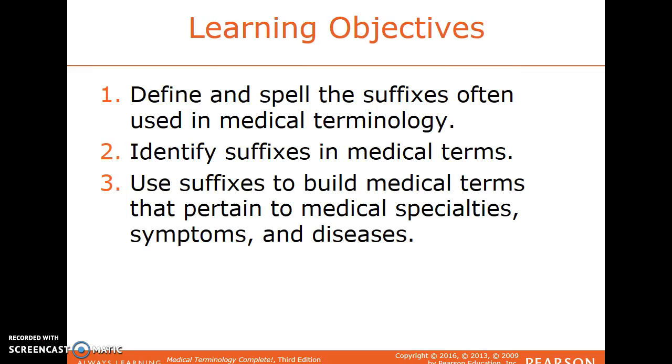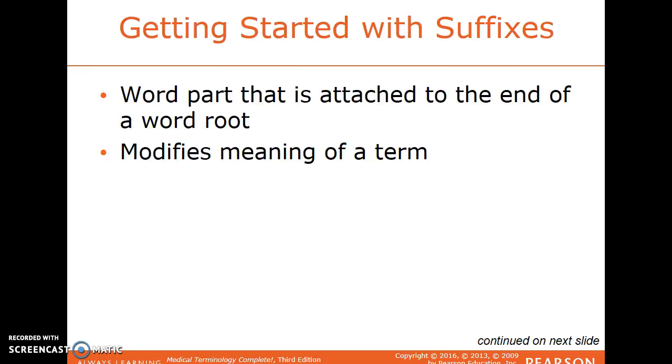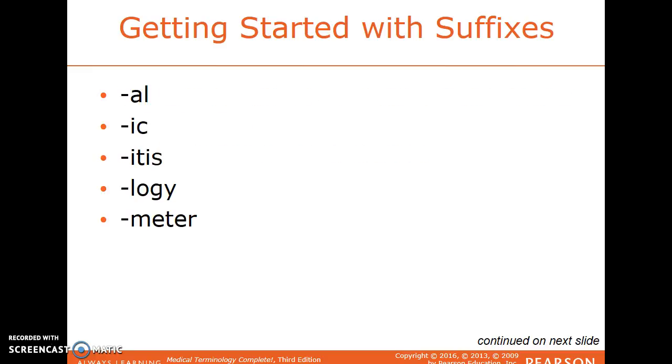Your learning objectives for this chapter are to define and spell the suffixes often used in medical terminology, to be able to identify the suffix in medical terms, to use suffixes to build medical terms that pertain to medical specialties, symptoms, and diseases. And let's get started. A suffix is a word part that's attached to the end of a word root. We talked about this in the previous chapter. And what the suffix does is it modifies the meaning of a term, gives it its purpose, if you will.